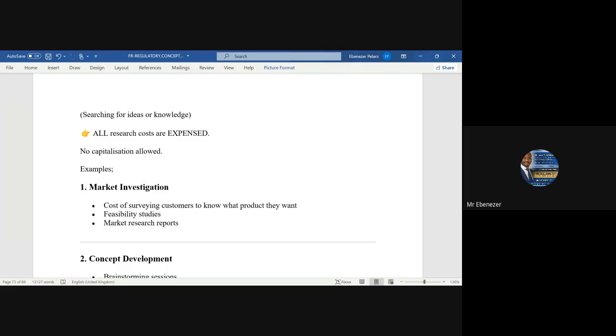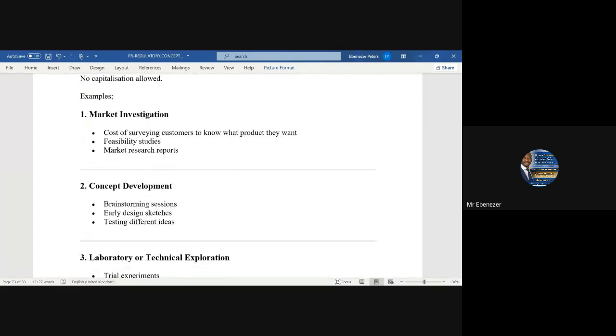So all costs that relate to research, under the research stage, are meant to be expensed. Examples are your market investigation. For instance, you go to the market to survey customers to know what kind of product they want. You do a feasibility study, you do your market research report. Any amount that you spend on that, you are going to expense.